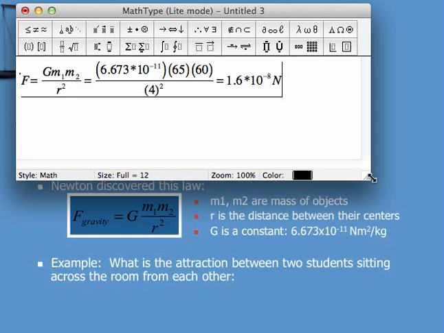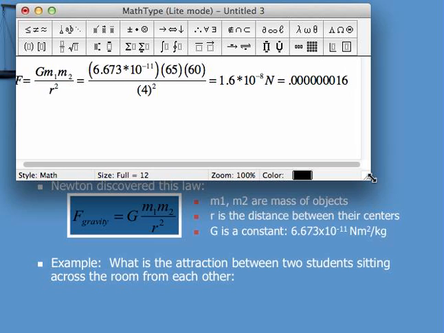So to give you some idea of how small that number is, written out, that would be 0.1, 2, 3, 4, 5, 6, 7 zeros, and then the 1.6 newtons. So that's not a whole lot, but it isn't exactly zero either.